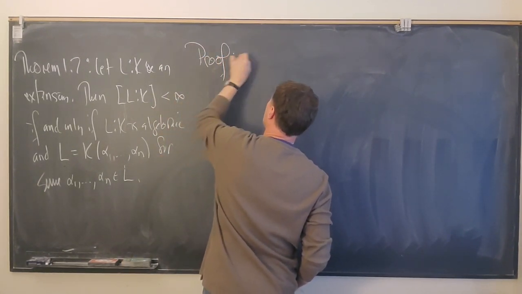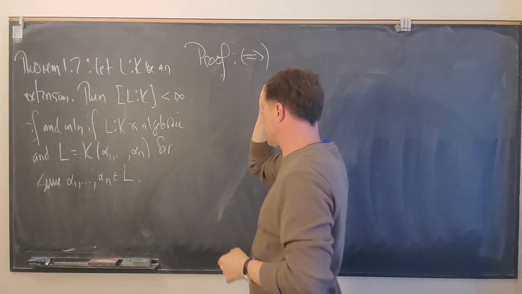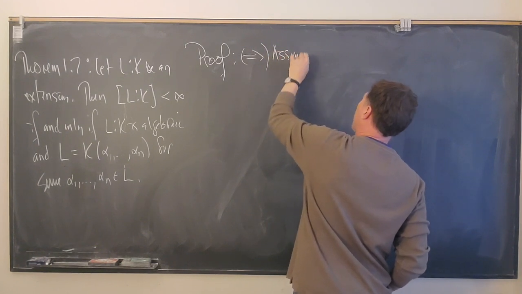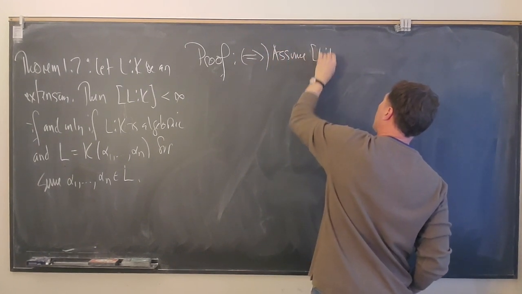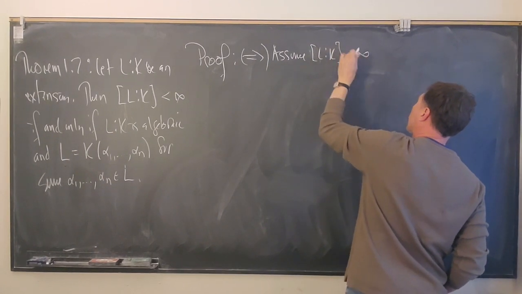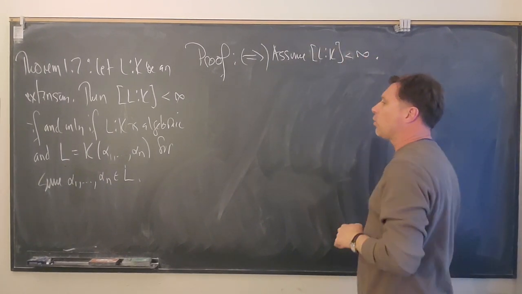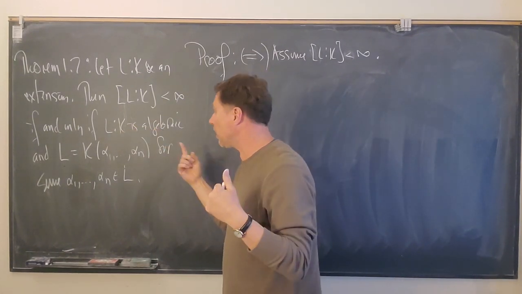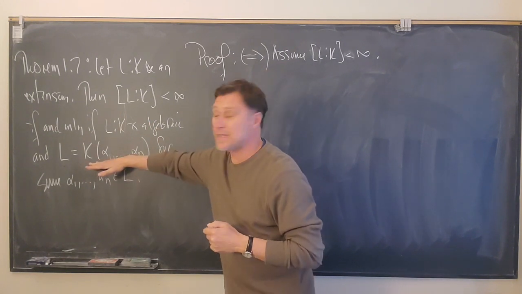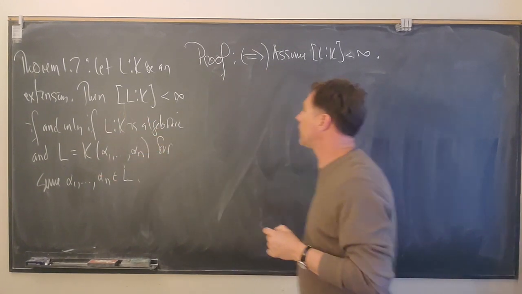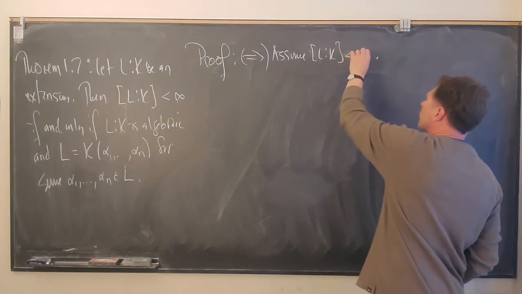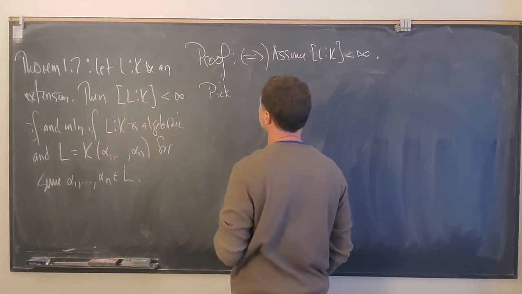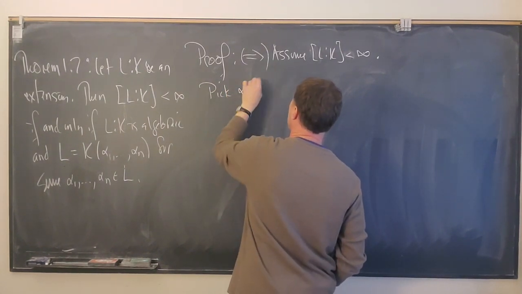Okay, so for the proof, in the forward direction, we assume that we've got a finite extension. So assume that the degree of L over K is finite. We first need to show that the extension is algebraic, which means that we need to show that every element of L is algebraic over K, and then we'll show the second half afterwards. So first we're going to show that it's algebraic. Let's pick alpha in L.